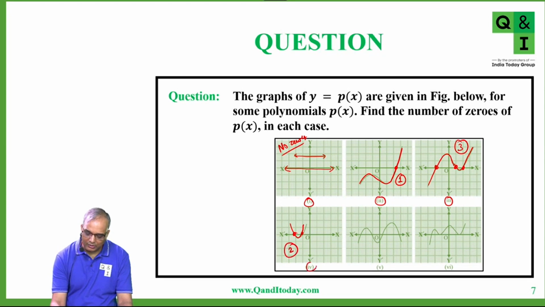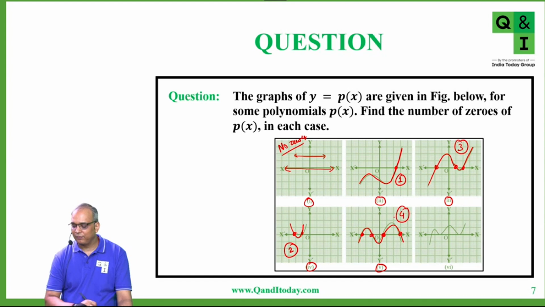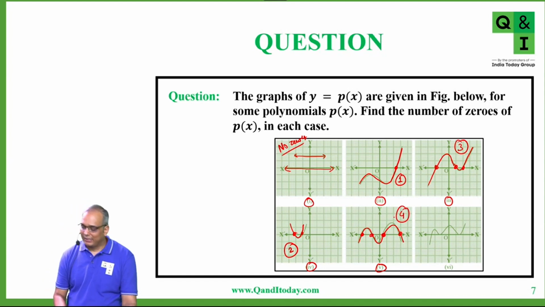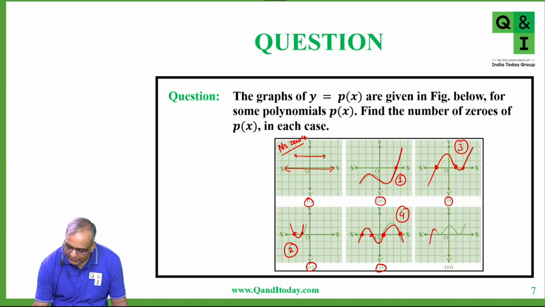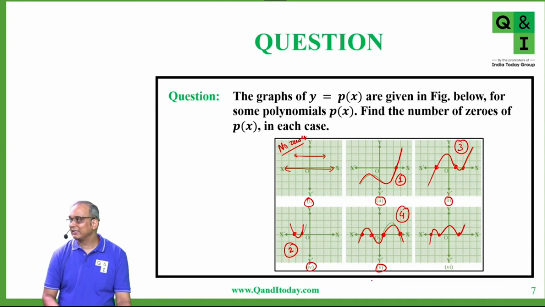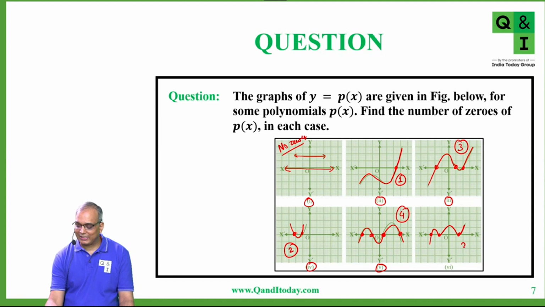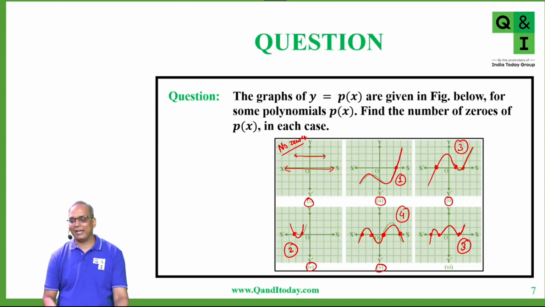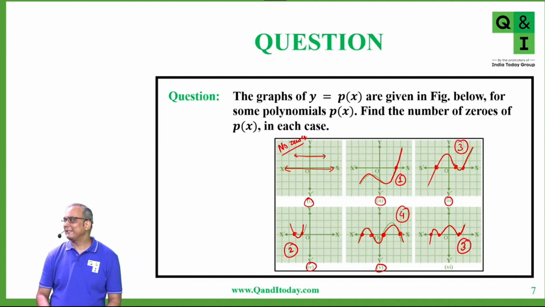Very good. Now in the fifth part, this is the graph. It cuts the x-axis at 1, 2, 3, and 4 places. Number of zeros would be 4. In the next one, if you see, here it touches the x-axis and here it cuts the x-axis. So there are 3 places where it touches or cuts the x-axis, so number of zeros is 3. Is this clear?